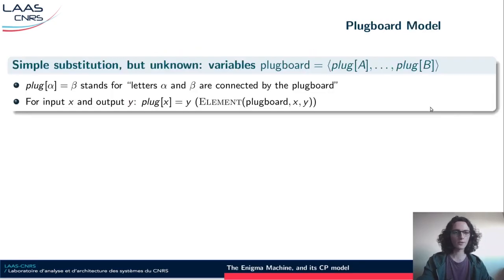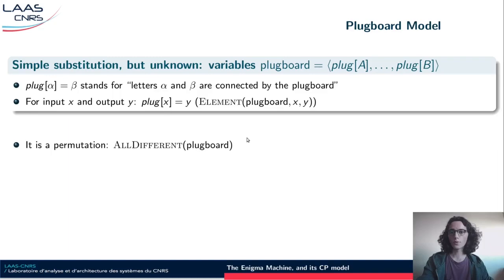So how do we model this using CP? First, we have an array of variables, the plugboard. Each variable indicates to which letter the input letter is encoded. For example, plug A is a variable indicating to which letter an input A is translated through the plugboard. And this is represented with an element constraint, signifying that if the input is a letter, then the output must be another letter.